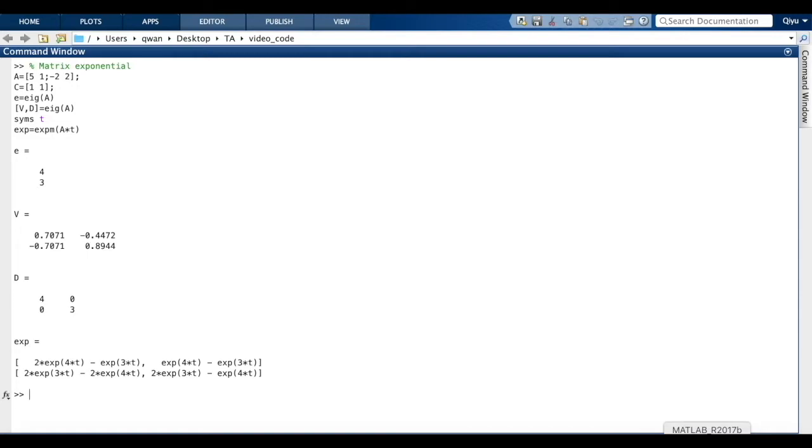Here again, it will verify that finding the exponential of the matrix can be done easily by MATLAB.